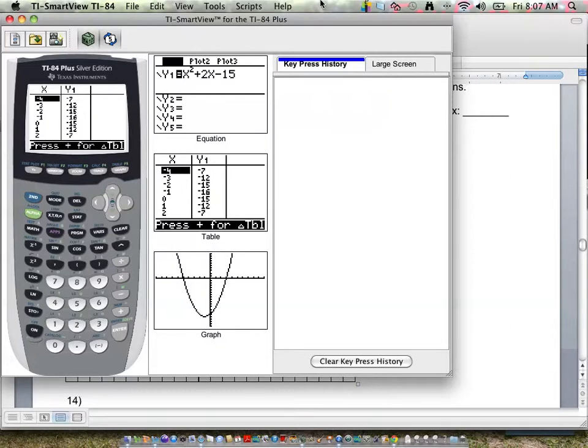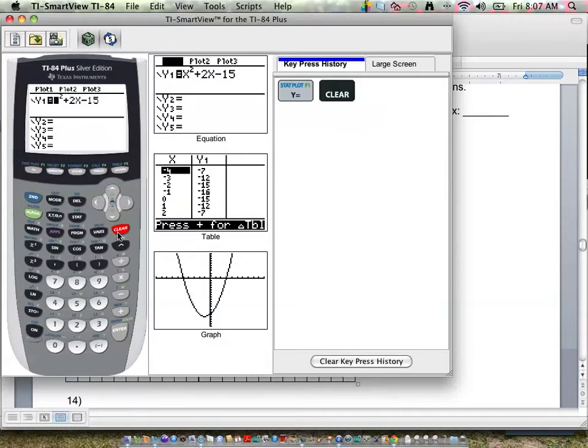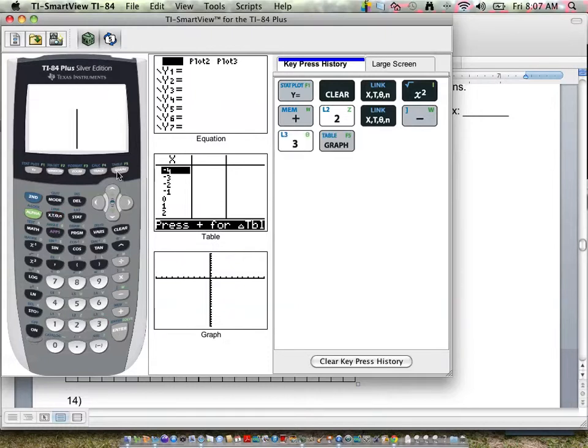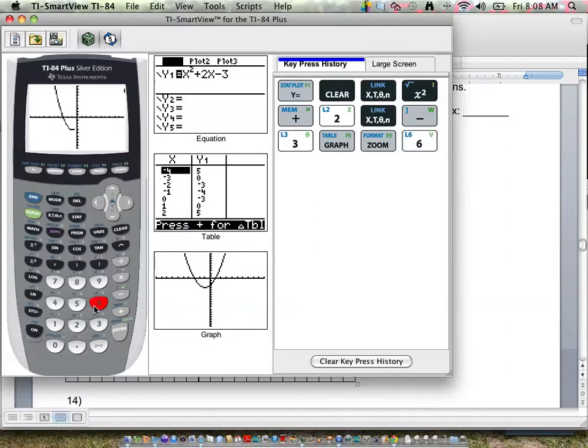So first, here's your graphing calculator. I'm going to go to y equals, and I'm going to clear this out, and I'm going to put x squared plus 2x, and then minus 3. And then I hit graph. And at this point, I'm going to make this so that it looks a little more normal. I'm going to go to zoom 6. Zoom 6 puts things kind of in the middle there.